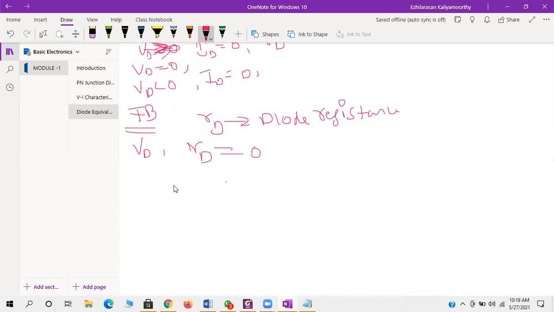Yes, okay. So now let me take RD. VD is known, that is nothing but greater than 0. VD is greater than 0 and RD is equal to 0. Then what is the diode current? ID is equal to VD by RF resistance.